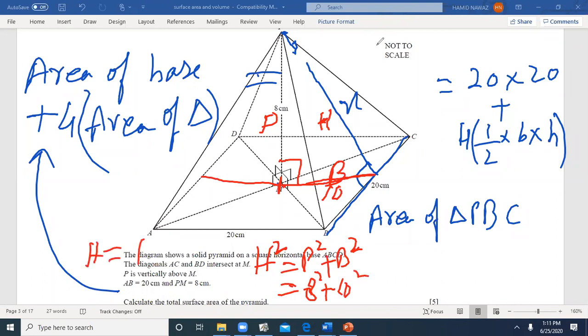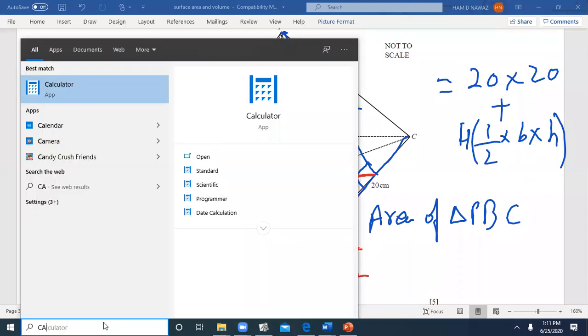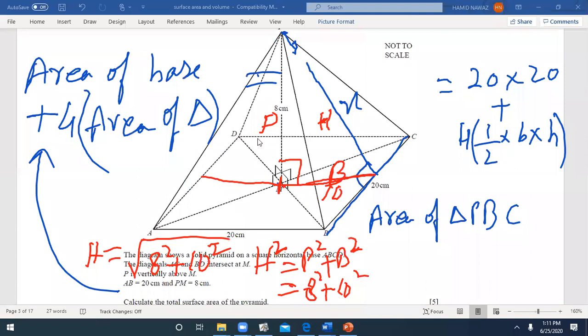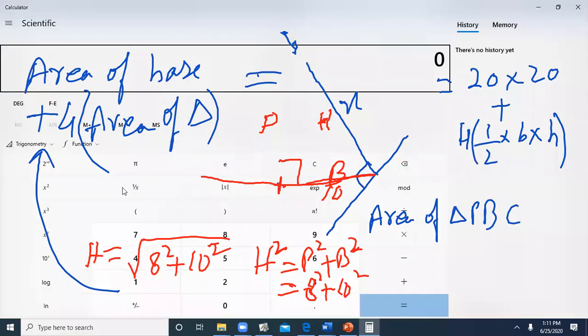Anybody with a calculator? I don't want to open my calculator, it will take a lot of time. The square root of 8 square plus 10 square. Quickly, shabash, if anybody has a calculator. Is there anybody who's calculating it? Okay, let me calculate it for you then. Let me do it on my calculator.